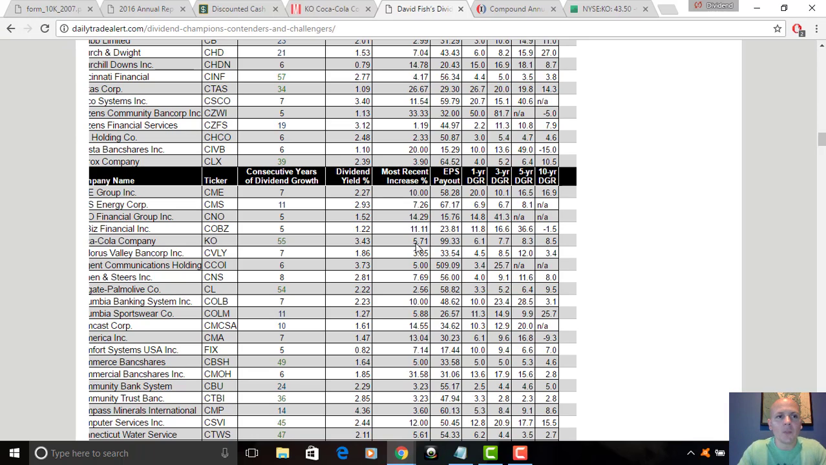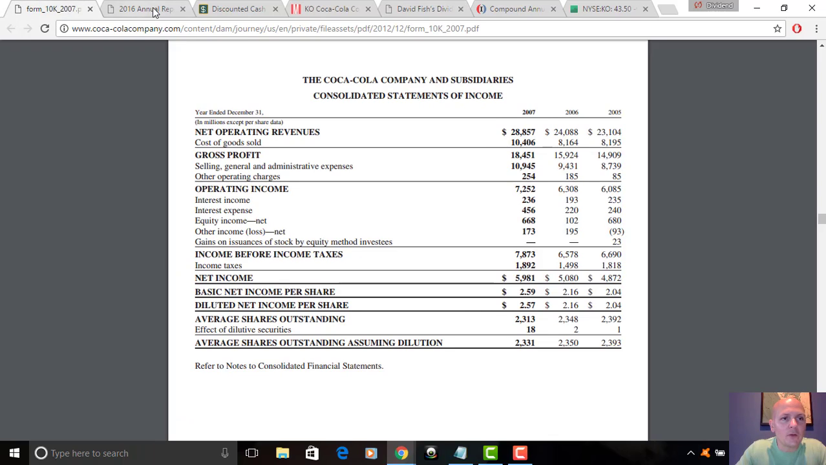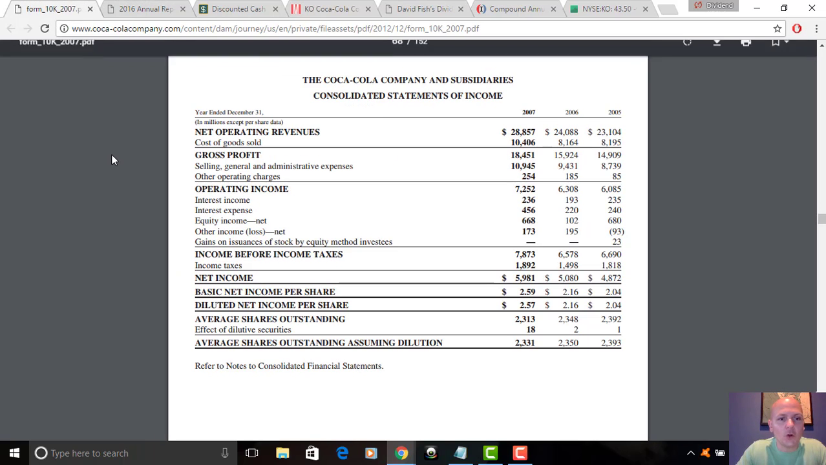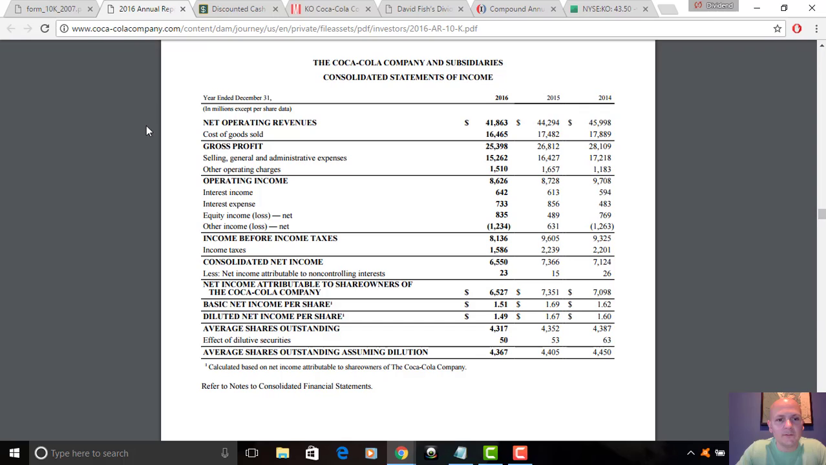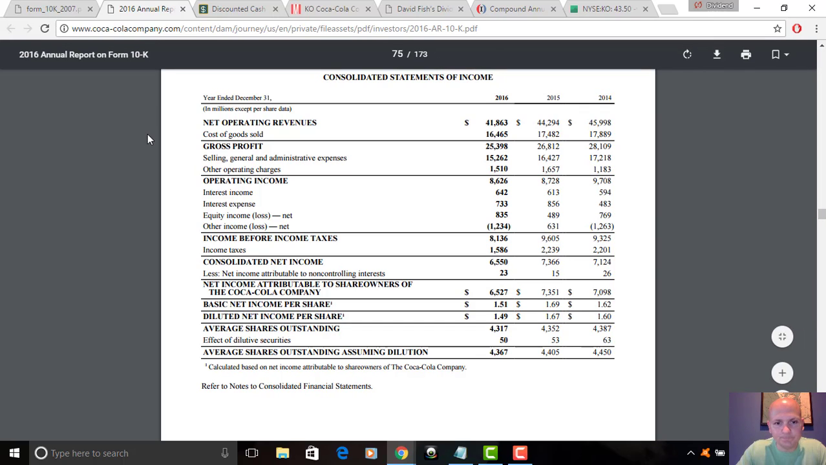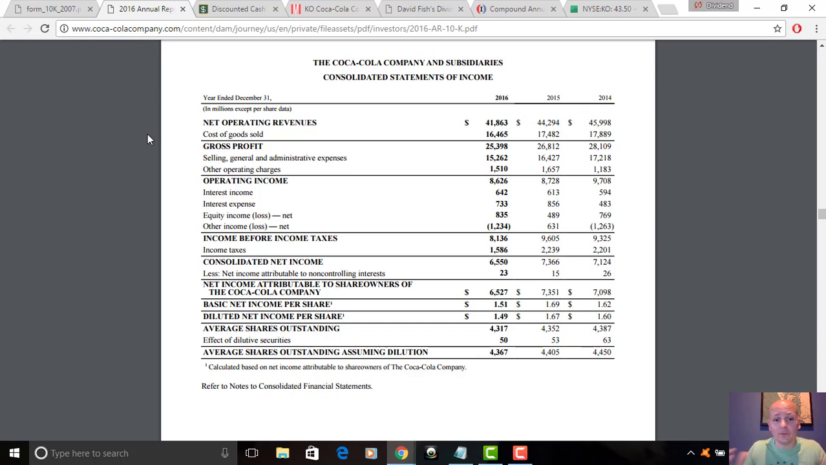So I've got two annual reports, or two 10Ks, pulled up here for Coca-Cola. I've got the 2007 and the 2016 10Ks, which is 10 years of information, which is what I use for the articles. I pull the 10Ks for every business, and I start to look at what they've done in terms of the fundamentals across the board, again starting with revenue and earnings per share growth.